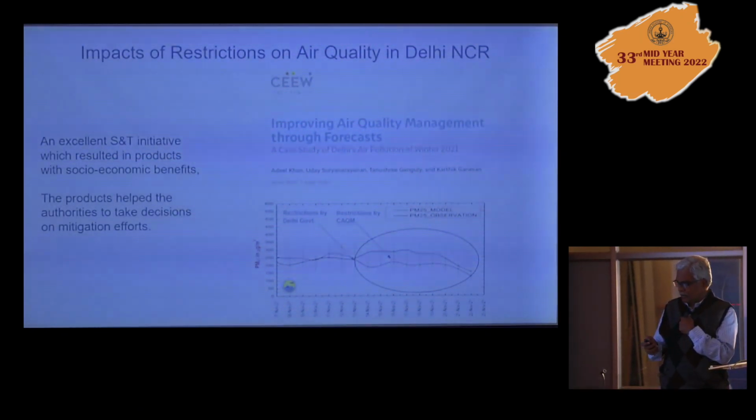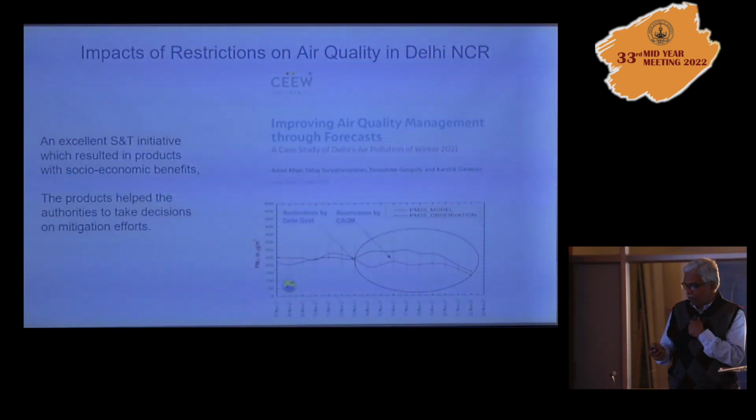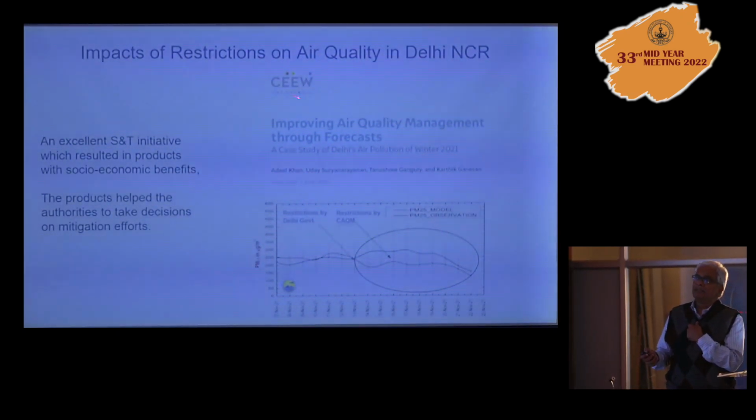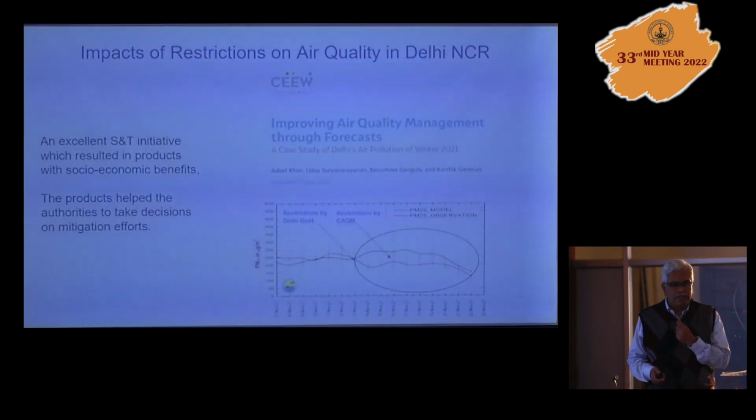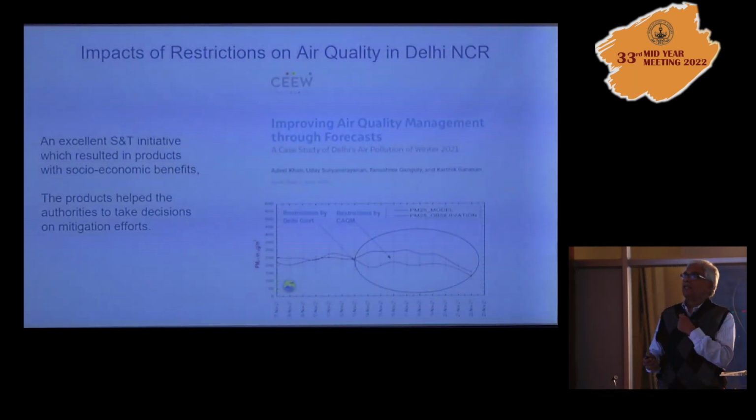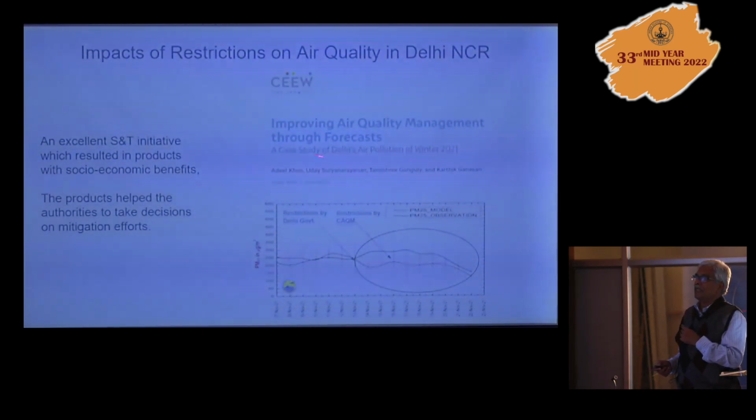It was well discussed in a recent report by CEEW, the Council for Energy, Environment and Water, an independent body. They published a paper called Improving Air Quality Management Through Forecast, and they very much appreciated our forecast. So these forecasts are very useful for taking decisions. This is one good example of how science can be used for taking good policy decisions. And so the question is how you can improve this forecast.